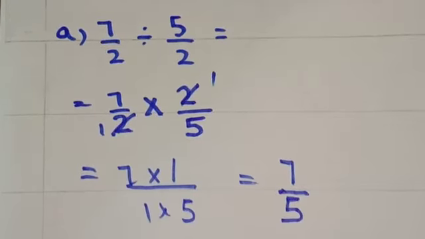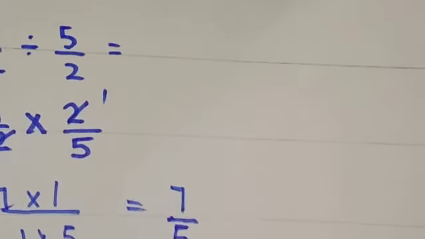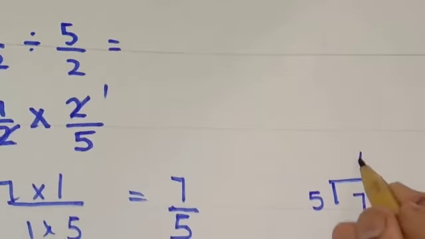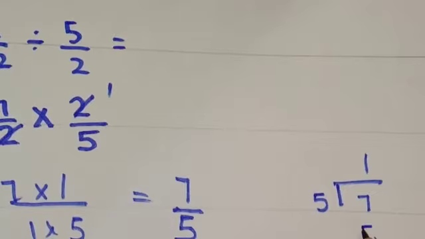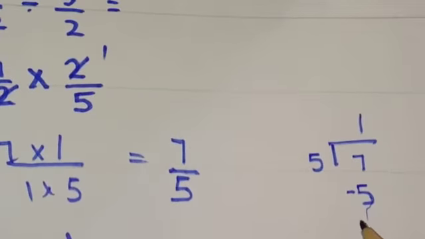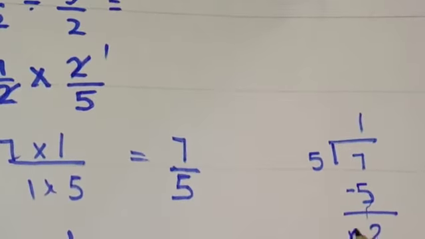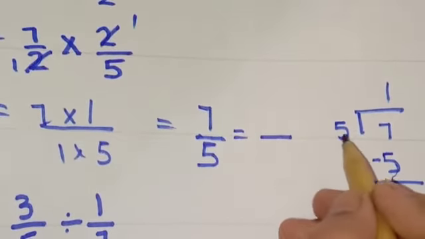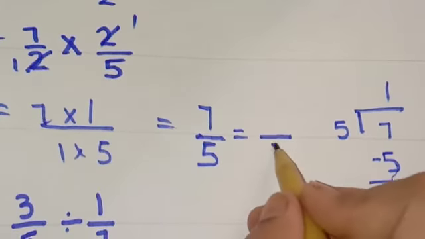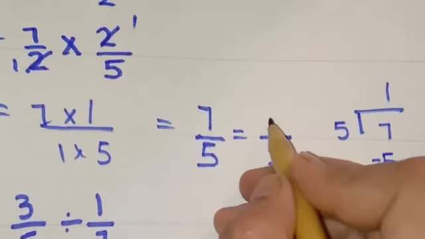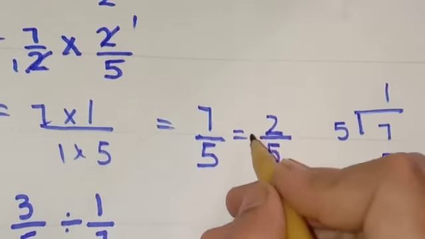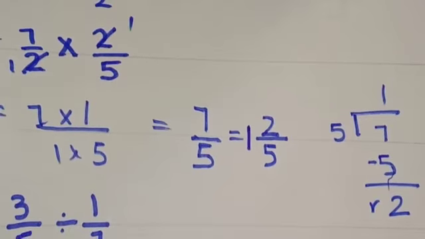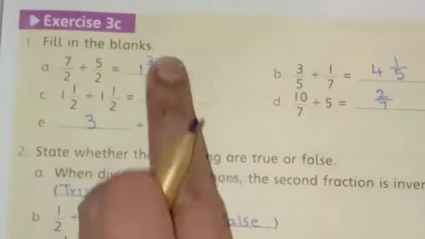As our numerator is greater, we can easily change it into a mixed fraction. 7 divided by 5, 5 ones are 5. How many remainder? 2. So divisor in the denominator, remainder in the numerator, and quotient at the side. So 1 whole 2 by 5 is our answer. 1 whole 2 over 5.